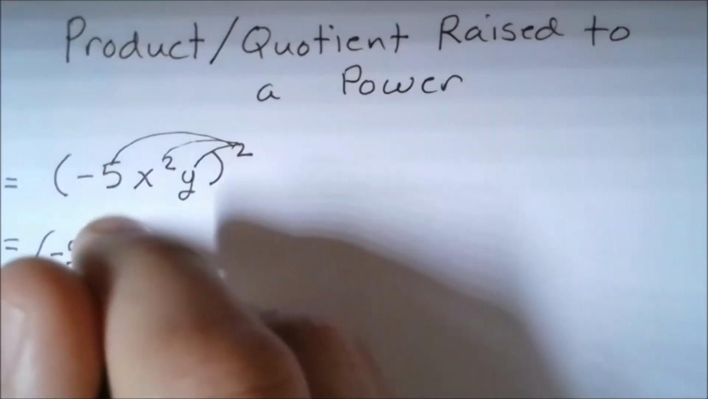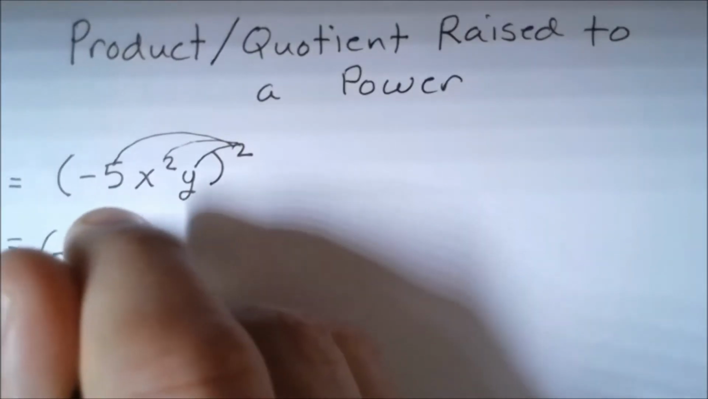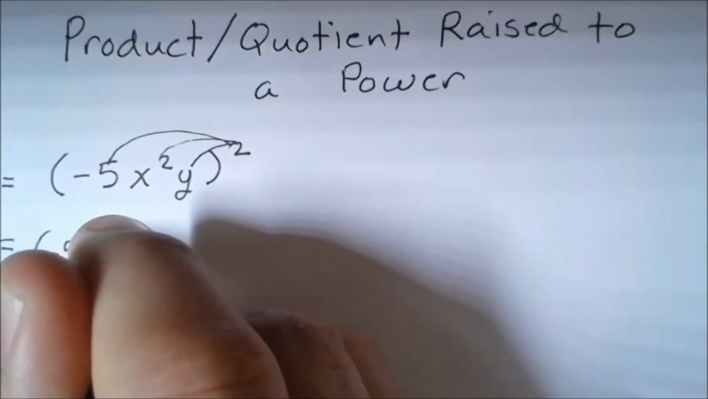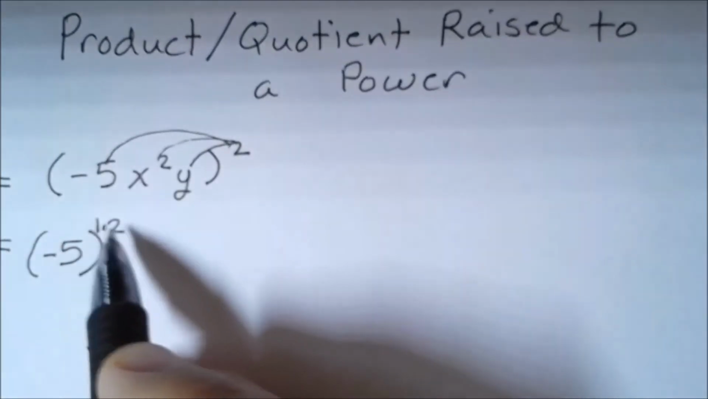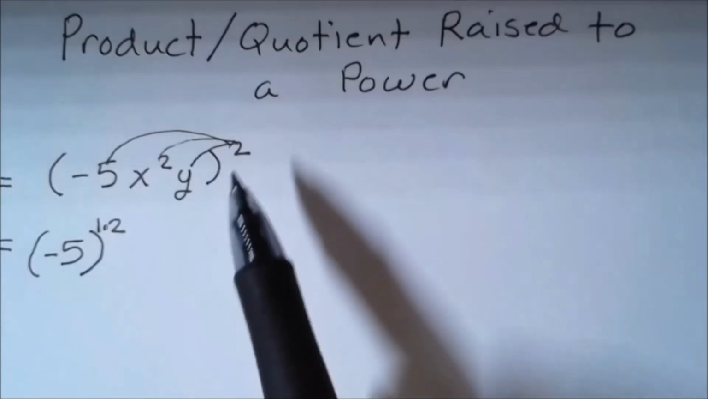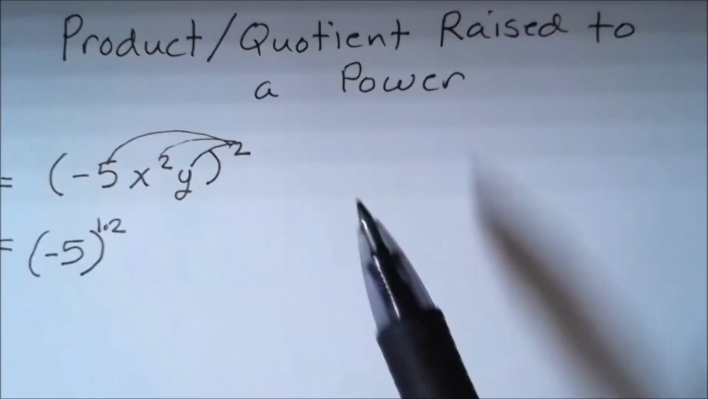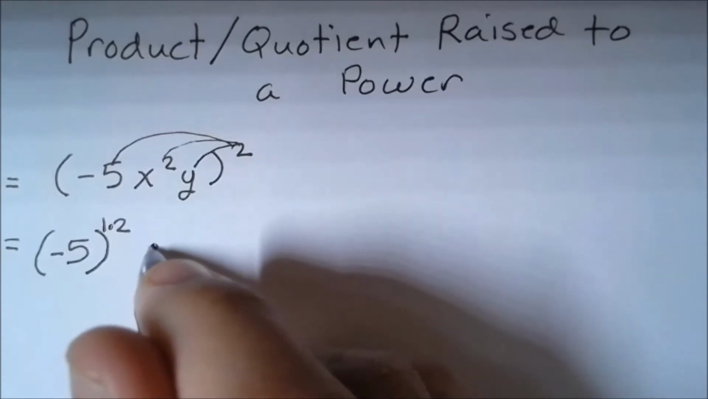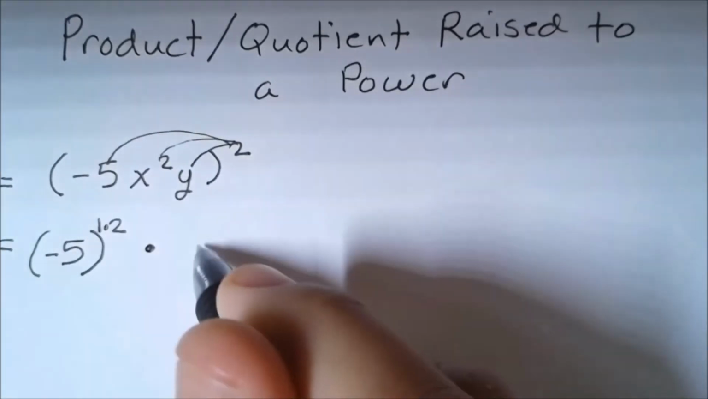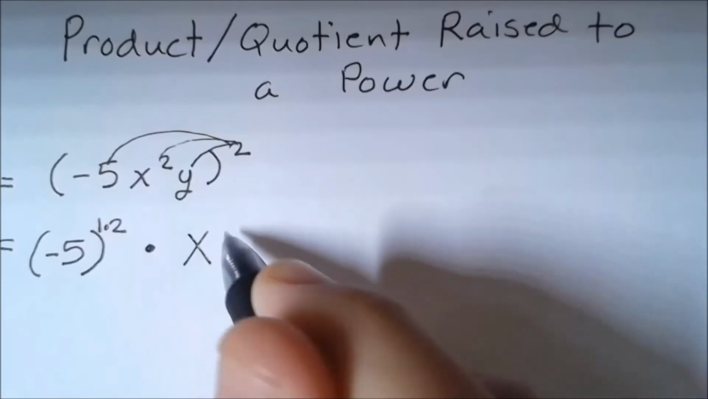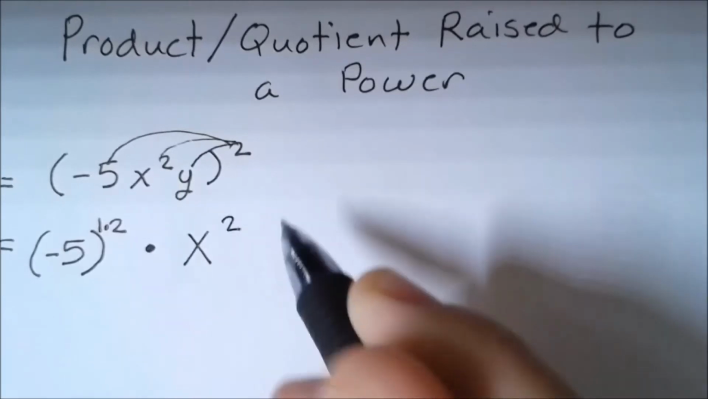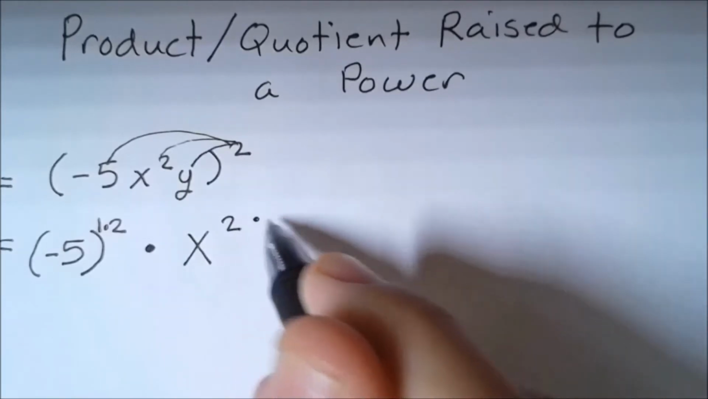So what we really have is the negative 5 inside of a parenthesis, which was to the power of 1, being multiplied by a power of 2. We're literally just multiplying this power of 1 on negative 5 by the power of 2. And then this whole term is going to be multiplied to our x squared. So then we have x squared times the power of 2.